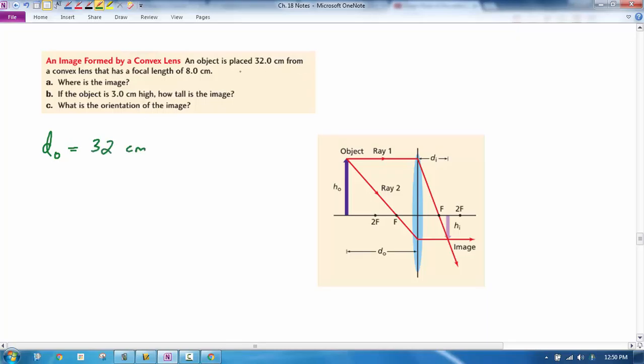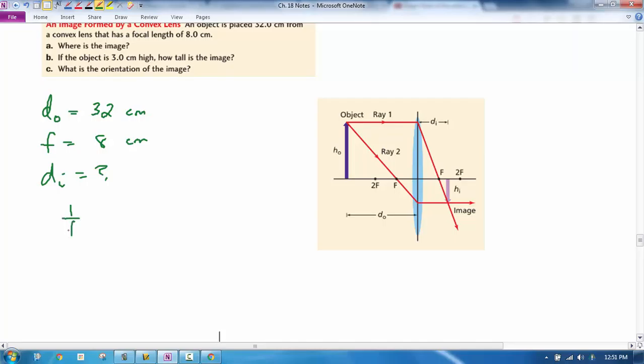And it gives us the focal length of the object as well, which is 8 centimeters. The question is, where is the image? So we're going to use our thin lens equation on the formula sheet, which is 1 over distance of the image plus 1 over distance of the object, in which case we have 1 over 8 equals 1 over d sub i, which is what we're looking for, plus 1 over 32.